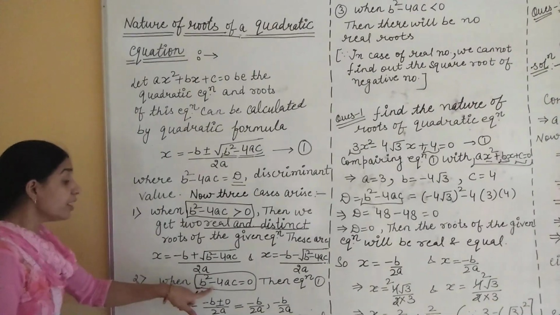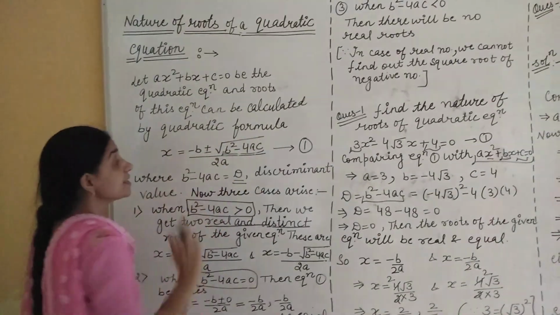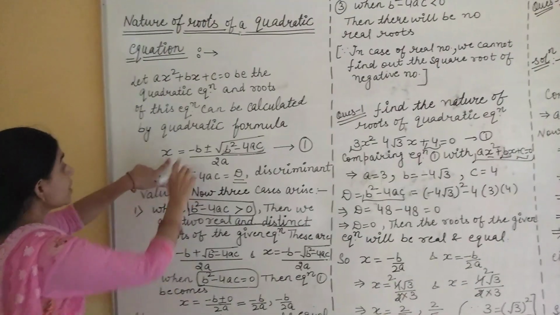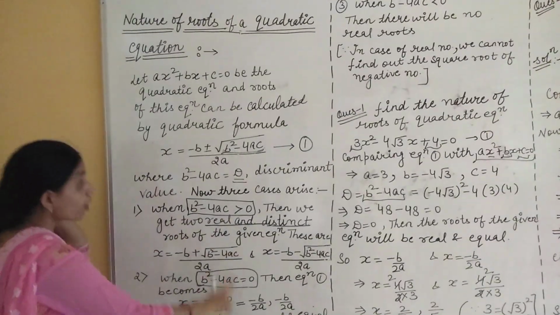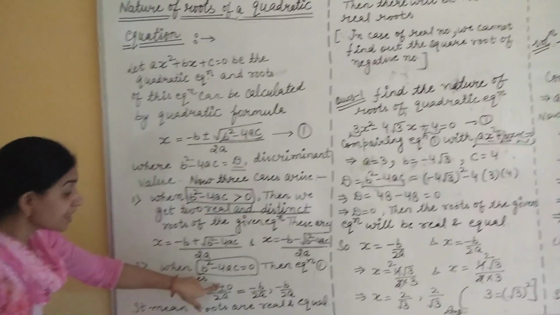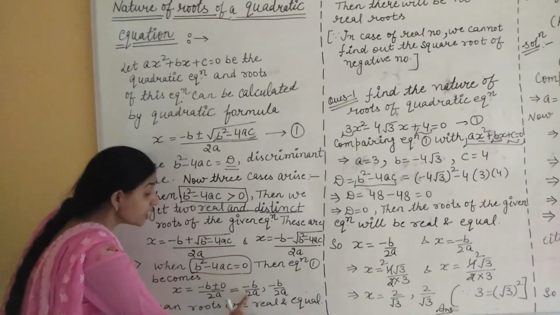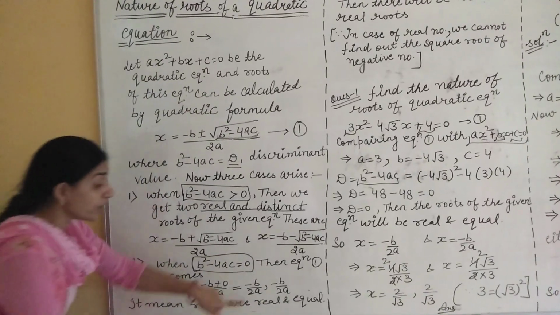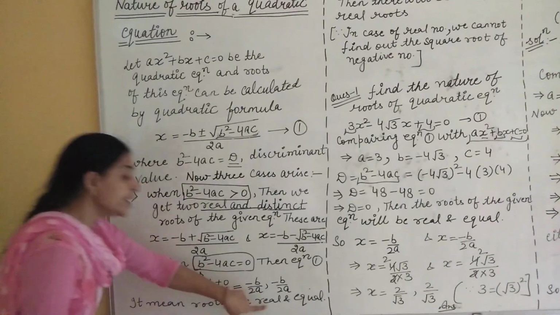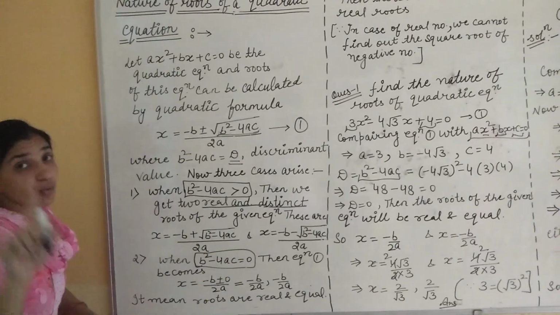The next case is when b square minus 4ac is equal to 0. If the value of this factor is equal to 0, then x will become minus b plus minus 0, because under root of 0 is again 0, divided by 2a. Whether we consider the positive or the negative sign, each time the value becomes minus b upon 2a. Both values are the same and real. Hence the roots are real and equal when b square minus 4ac is equal to 0.